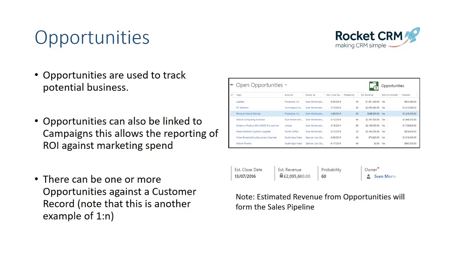And it gives you some very good out of the box reporting of your return on investment against that marketing spend. There can be one or more opportunities against a customer or account record. So this is another example of a one-to-many relationship. So one account can have multiple opportunities. For example, there might be one for last year, we might have another one this year, there might be another one next year. And you can see the kind of things you can track on an opportunity.